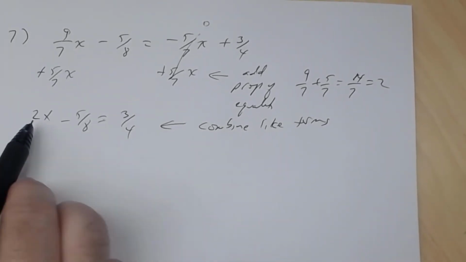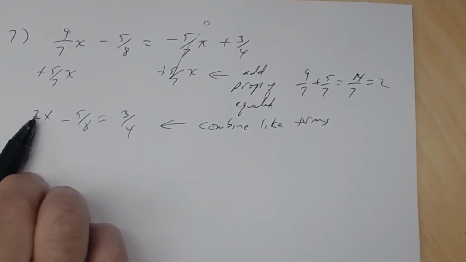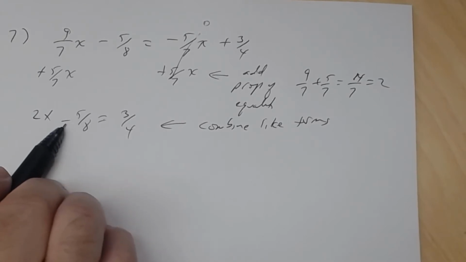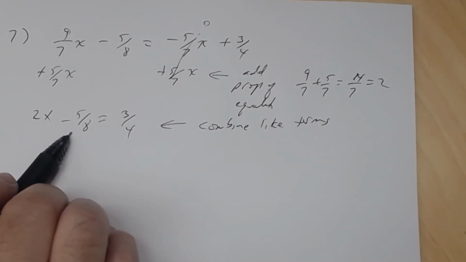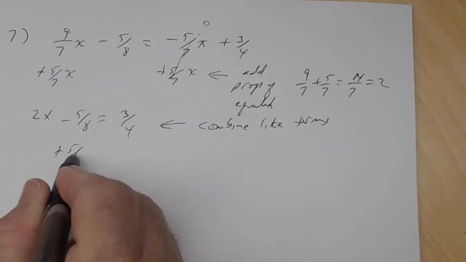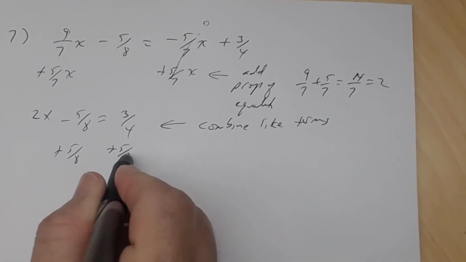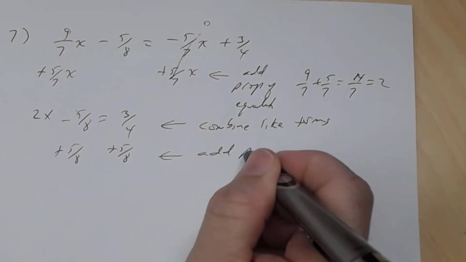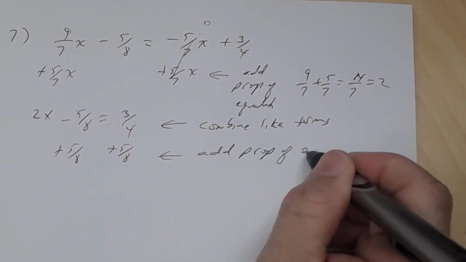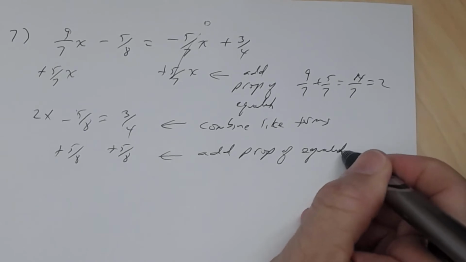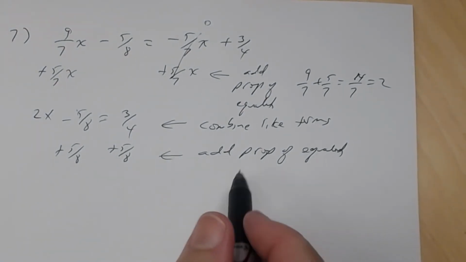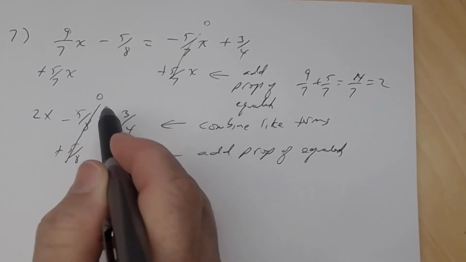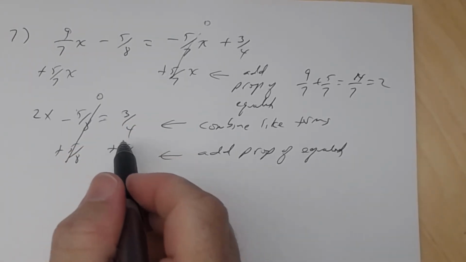Okay, so now I want to get the term 2x by itself. So that means I've got to get rid of this subtract 5/8. So the opposite of subtracting 5/8 is to add 5/8. I'm adding 5/8 to both sides. So remember, that's the addition property of equality. Okay, now once you do the addition property of equality, remember the next step is to combine like terms. So negative 5/8 plus 5/8 is 0.